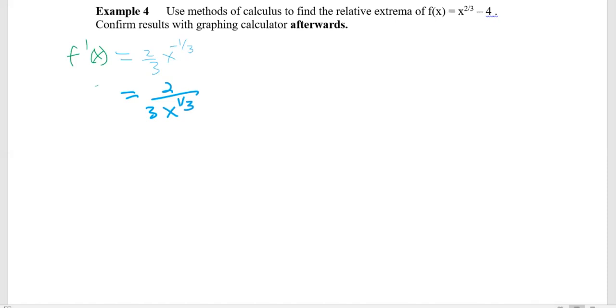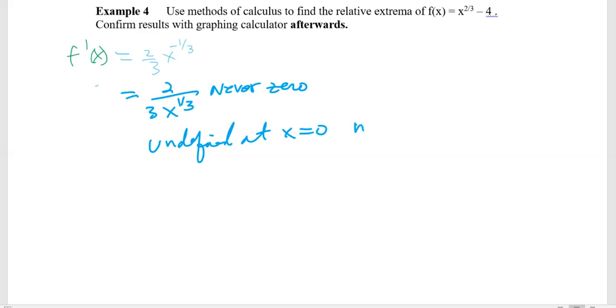Now you can see that it's never 0. However, it is undefined at x equals 0 because the denominator becomes a 0. Now, if f is defined at 0, then we have a critical number.